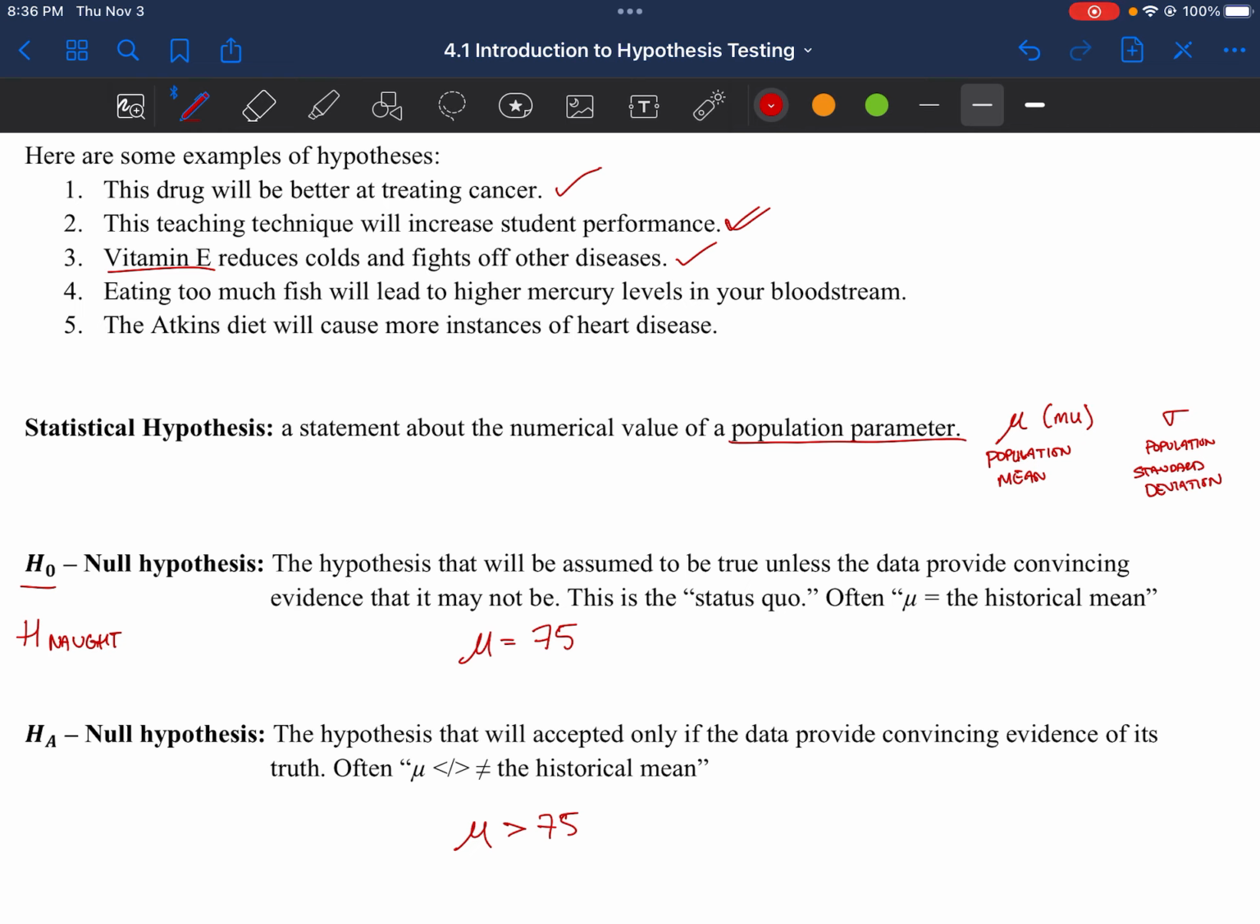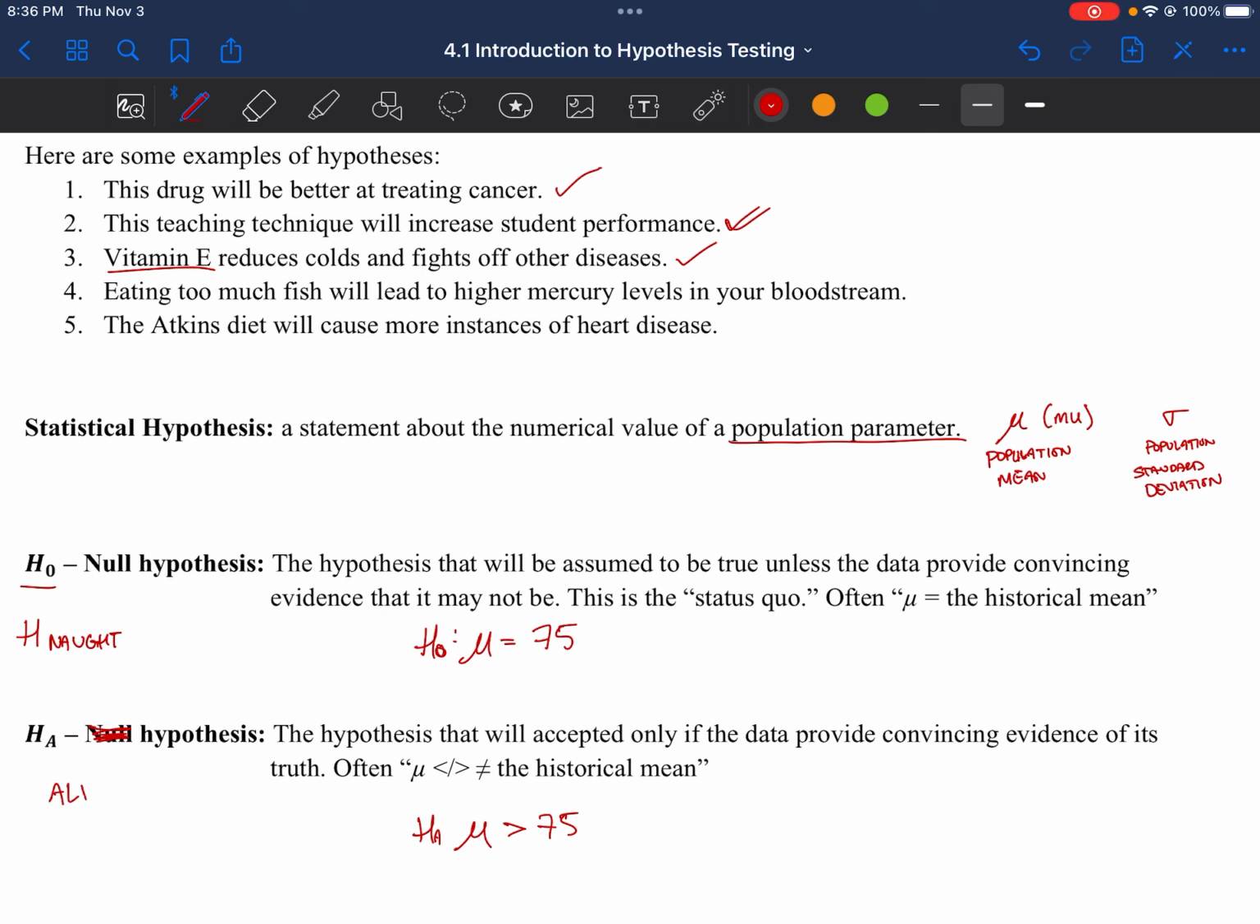And so this would be my H naught, and this would be my H sub a, which is my alternate. Oh, this says null. Sorry. This should be my... I can't even spell.